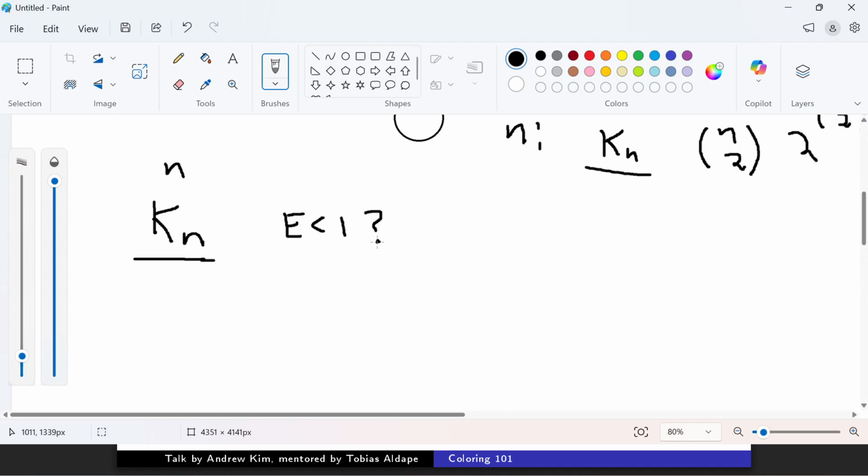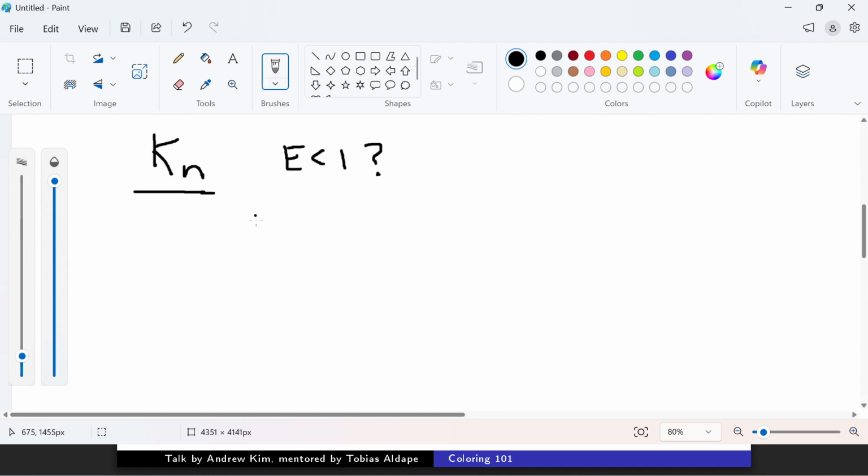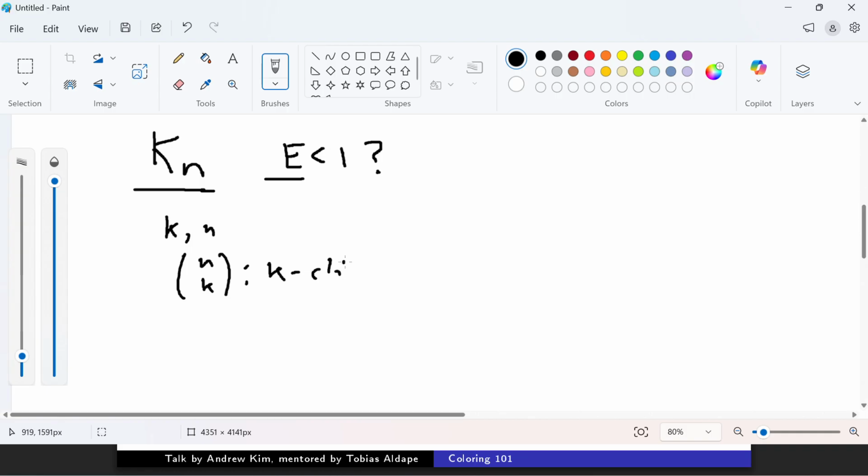So we want to satisfy this inequality. And let's first figure out what E is. So notice that if you fix k and n, there's n choose k different K cliques in the complete graph.